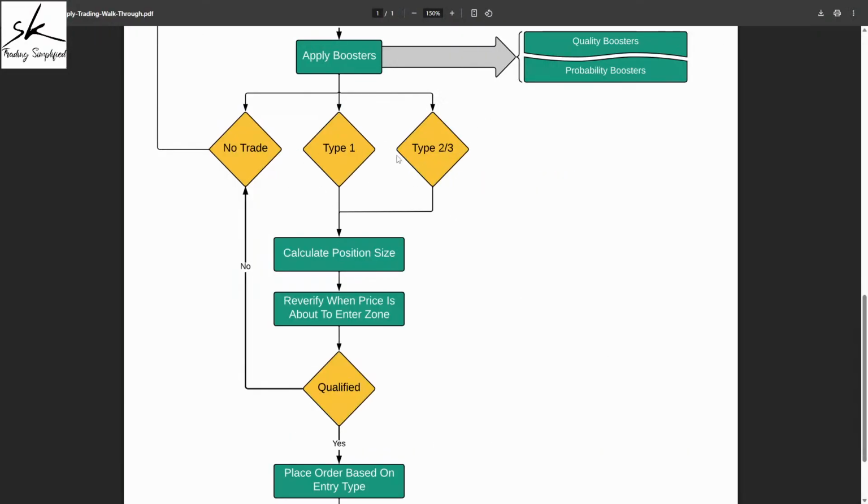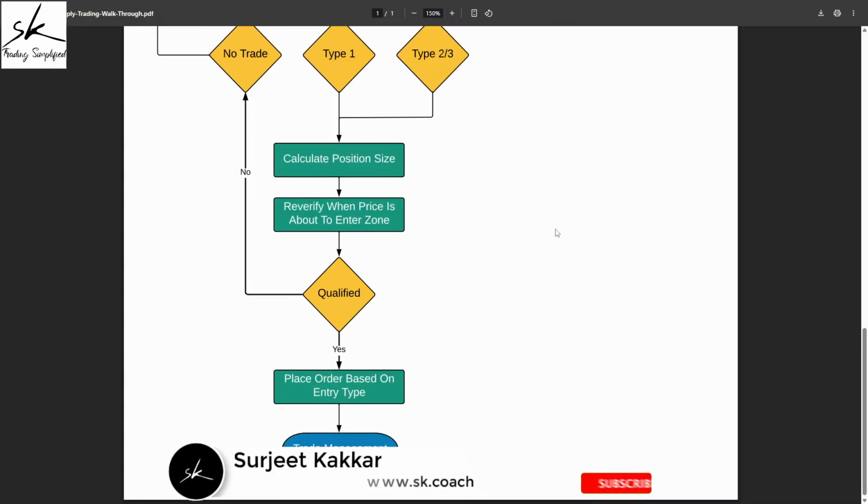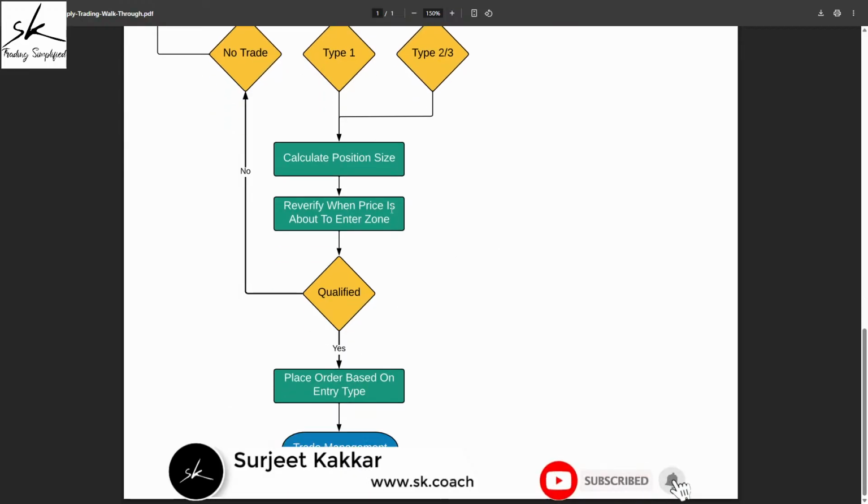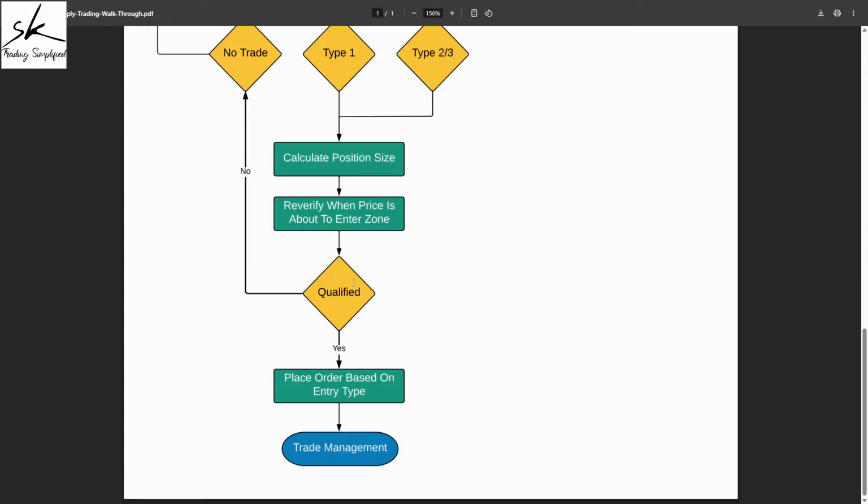We already talked about, irrespective of whatever the booster scoring is, this is a conditional trade for us, and that too as a type 2 or a type 3 trade. All other things we have already talked about in almost every other session. Next step is your position size calculation. You need to do re-verifications before you enter the trade. And once you are in the trade, the last step is your trade management.